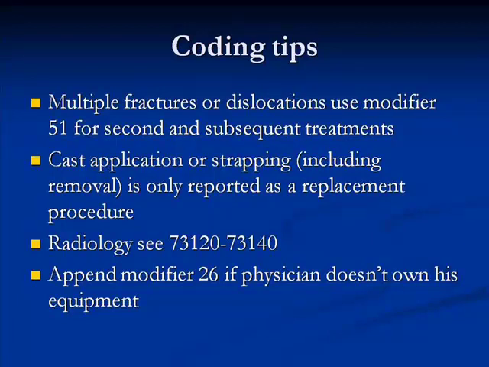For radiological services, see 73120 through 73140. For radiological services, add modifier 26 to identify the professional component, unless the physician owns his equipment. Supplies used when providing this procedure are reported with the A4570. Check with your payer to determine coverage.